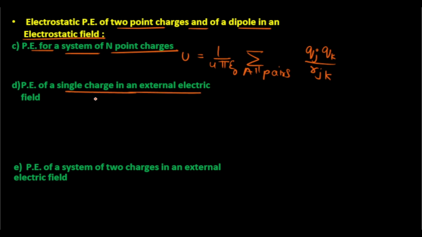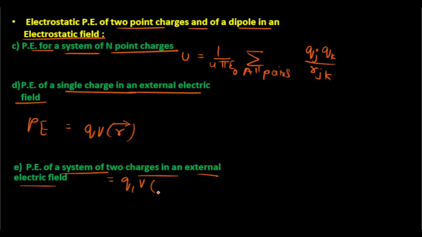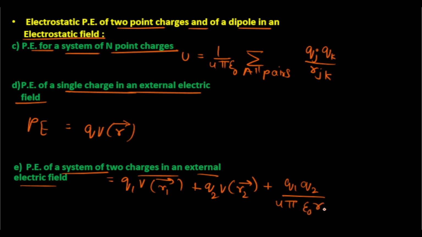Potential energy of a single charge in an external field: qV(r⃗). Potential energy of a system of two charges in an external field: q1V(r1⃗) + q2V(r2⃗) + q1q2/(4πε₀r12).